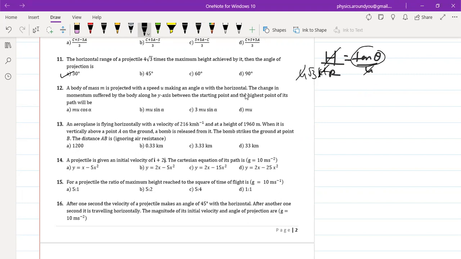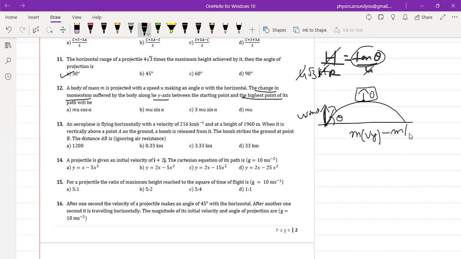The 12th one, they have asked the change in momentum suffered by the body along the y-axis only. So this is a case of vectors. So the initial velocity of projection, if I say this is theta, this initial velocity on y would be u sine theta, whereas at the moment of interest, at the highest point, there is literally no y velocity. So the y component here is zero. So what is the change in momentum of only the y components? M into final velocity Vy minus M into initial velocity Uy.